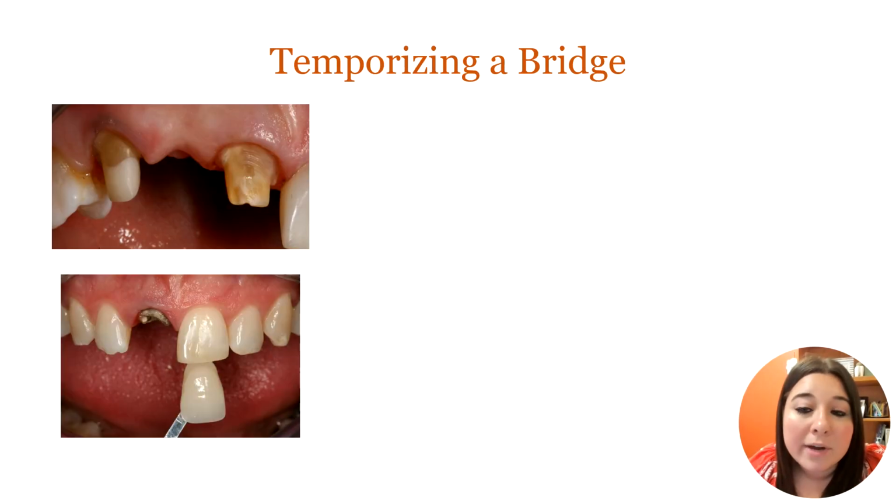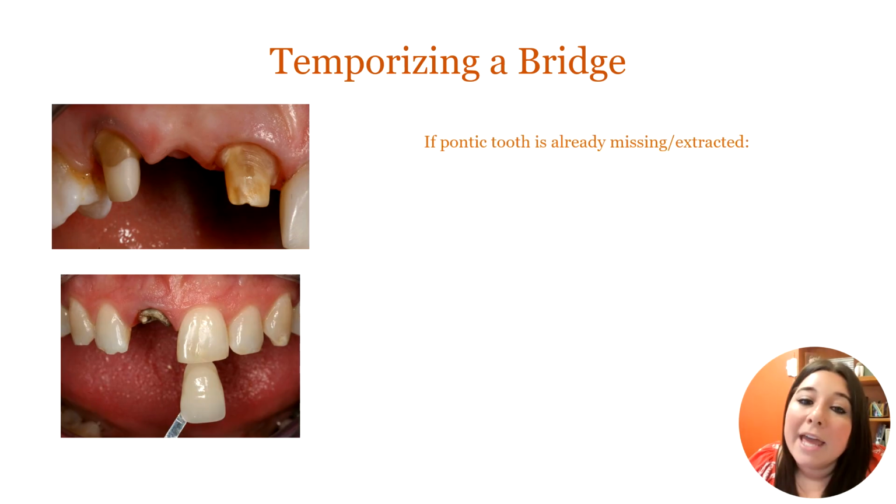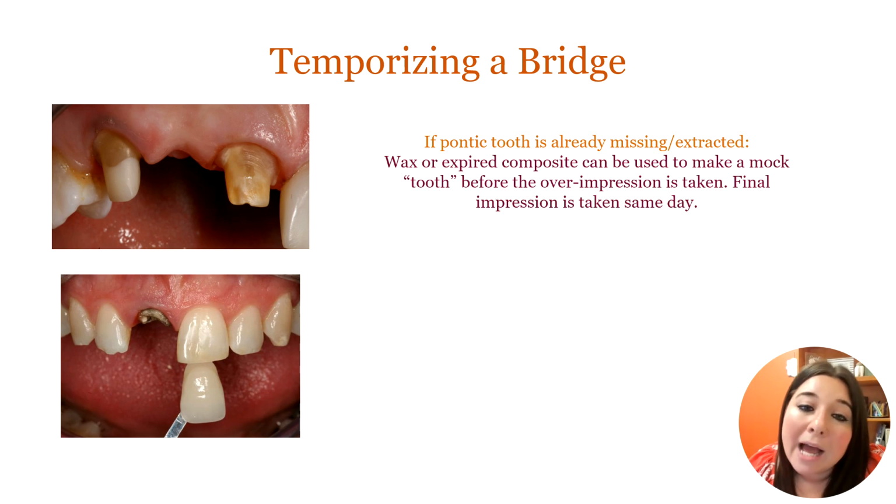Now, temporizing a bridge is very similar to temporizing a crown, but there are 2 different instances with bridges that can kind of change the way that you make the temporary. So if the pontic tooth is already missing, it's been extracted already, you may want to put some wax or expired composite to make a mock tooth before the overimpression is taken. And with this type of bridge, the final impression is taken that same day because the tooth is already missing, the gums are already healed in that area. So you can just go ahead with making the final bridge.